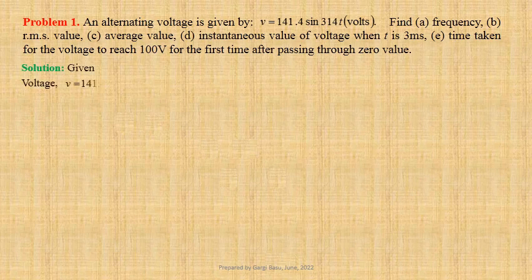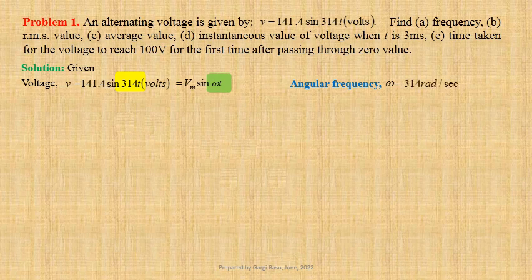Let us first write down the given expression of voltage. V equals 141.4 times sine of 314t volt. This may be written as Vm sine of omega t. Therefore, angular frequency omega equals 314 radian per second and peak value of voltage Vm equals 141.4 volt.